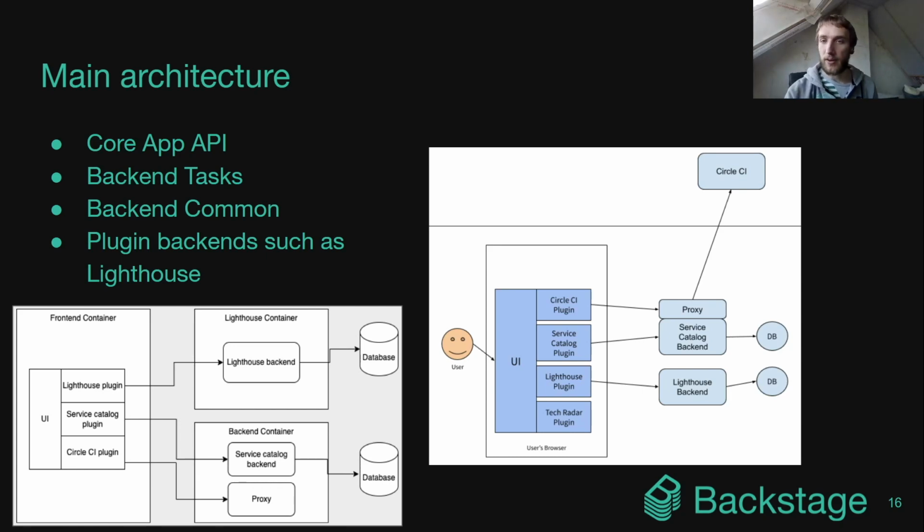The backend for front-end architecture relies on microservices. There are some examples of these microservices, for example the Core App API, which deals with the functionality of the core app. And you have the backend tasks, which will run frequently in Backstage. You also got some common backends, but more importantly, you also have the plugin backends, such as the Lighthouse plugins.